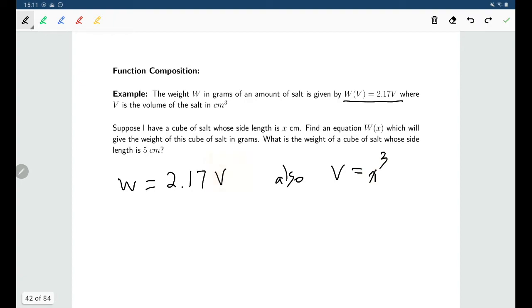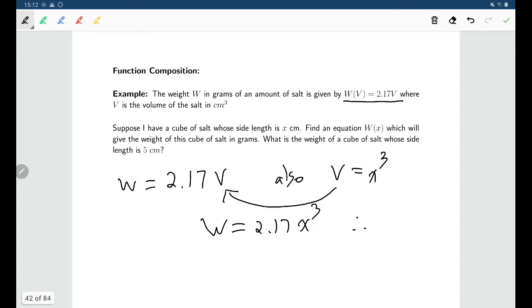So if I were to do that, so by combining these two together, or in other words, putting one function inside of another one, I would get that the weight should be 2.17 times x cubed. This is now giving me something where if you give me an input value of x, a side length, I'll get an output value of w. I'll get an output value of weight.